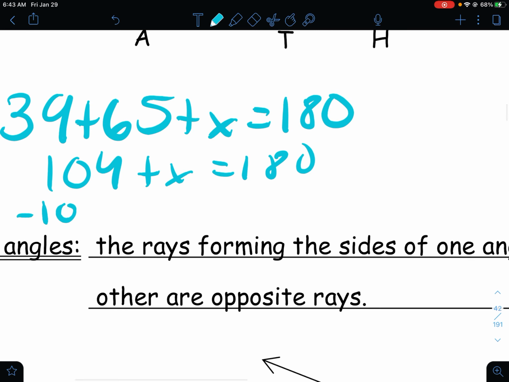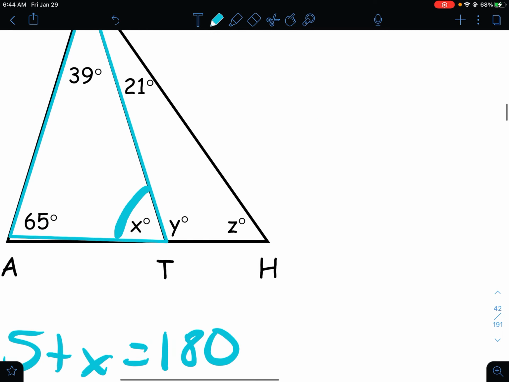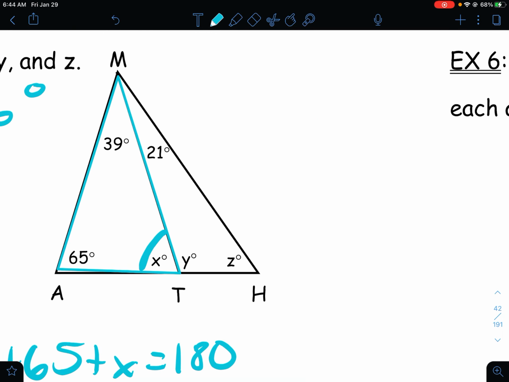Then we'll do minus 104. 180 minus 104 is going to give us 76. So we know x is going to be equal to 76 degrees. All right, so that's how we found that x angle. Now, this is tough, right? We got to figure out this guy here, and we got to figure out this guy here.